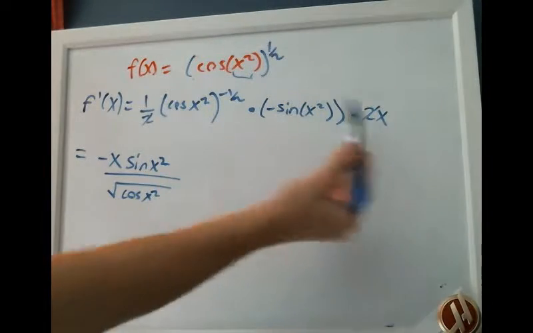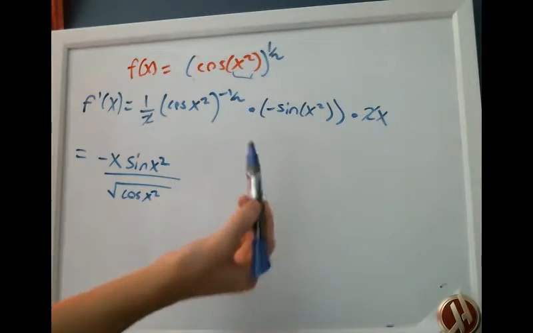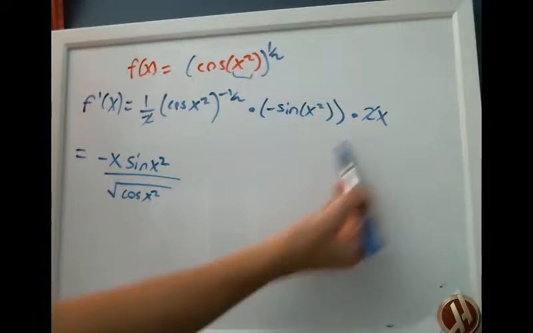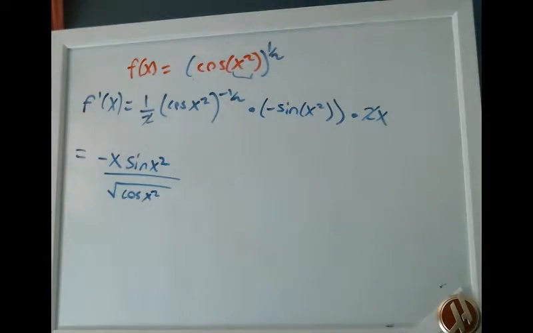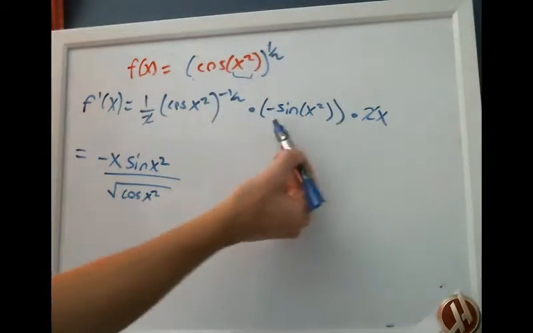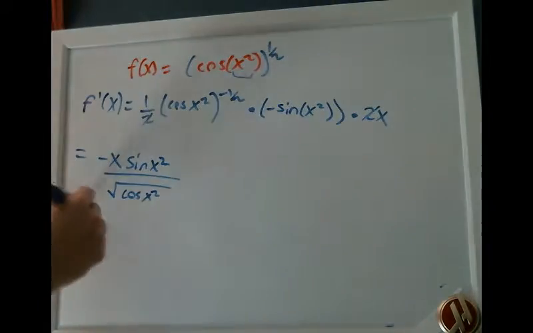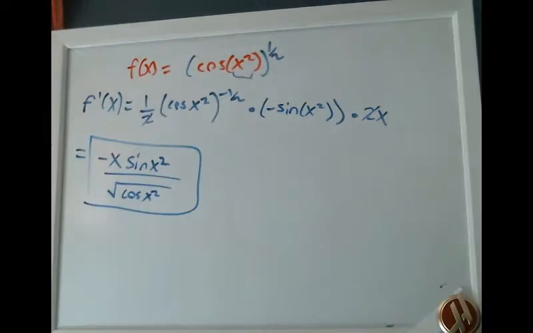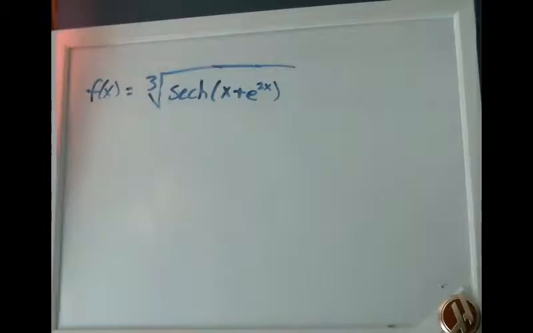Also, I combined the 2's. The x with the 1 is still x, and the minus sign there, so we can make that a negative x. And the sine x squared is still in the numerator. So that is the derivative of that using multiple steps of chain rule.